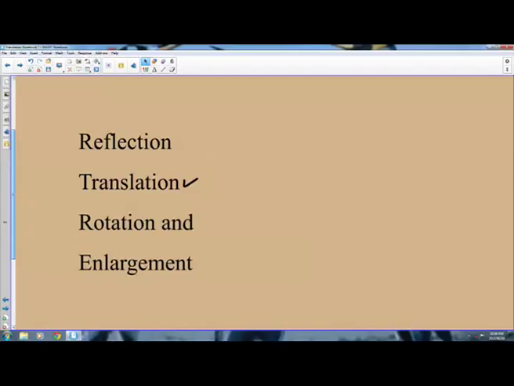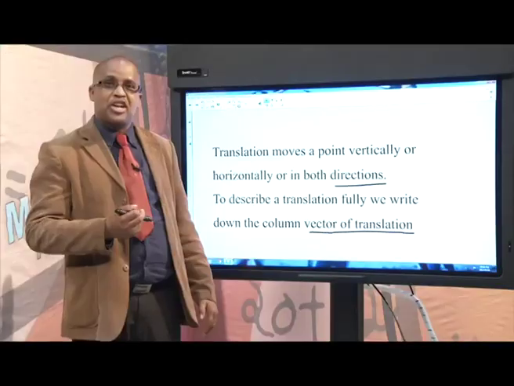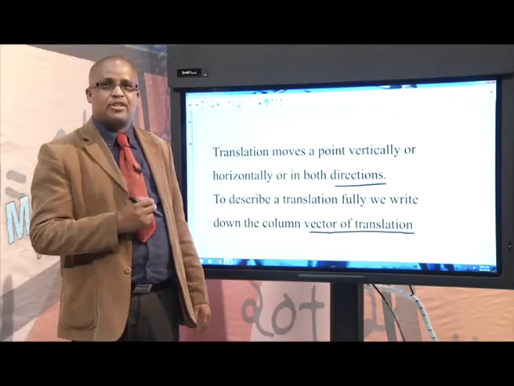We should note that translation is all about movement. It only involves moving a point in the same direction. Translation moves a point vertically or horizontally, or in both directions. That is, when you translate, a point can move down, or we can have a situation where both vertical and horizontal are combined. That's what translation is all about. And then we describe translation fully by writing down what we call the vector of translation. This is what describes translation. For you to say you have described translation, you need to state the vector of translation.